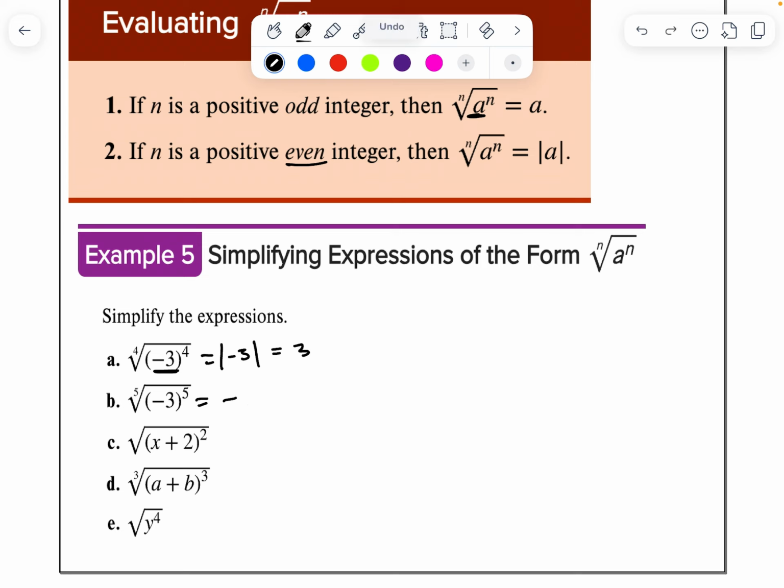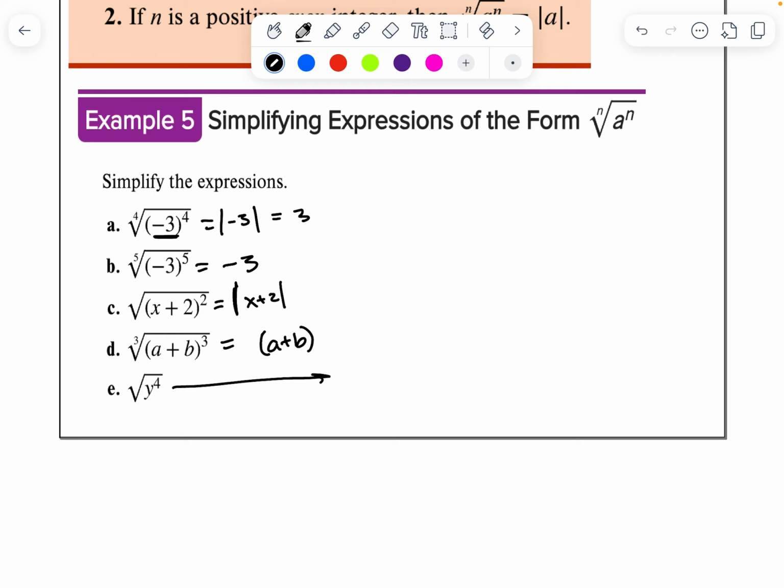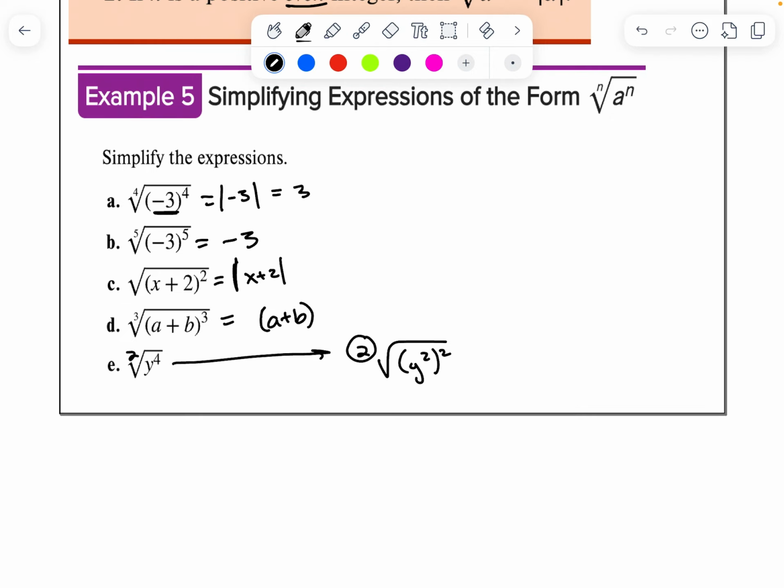Even, they match. You know that with no index, it's an understood index of 2. We get the absolute value, x plus 2. Odd indices and odd exponents, we just get a plus b. This one's a little bit tricky because the index and the exponent don't match. But we can rewrite this as the square root of y squared, squared. That's the same thing as y to the fourth, y squared to the second power. Now our index and our exponent match, and so we should get out of here the absolute value of y squared.